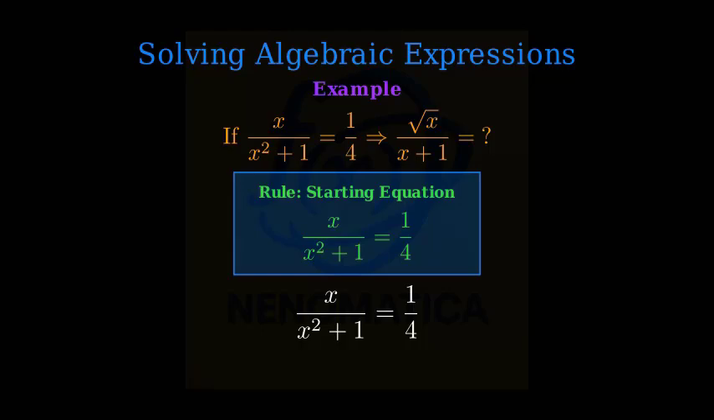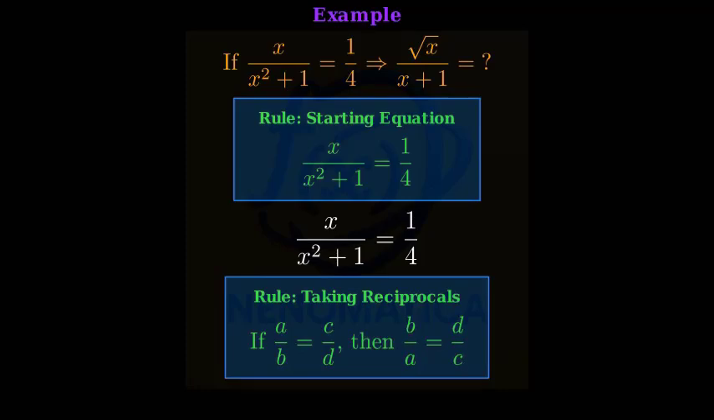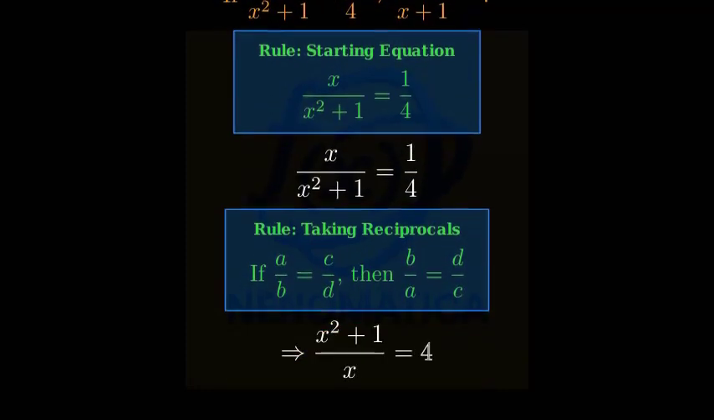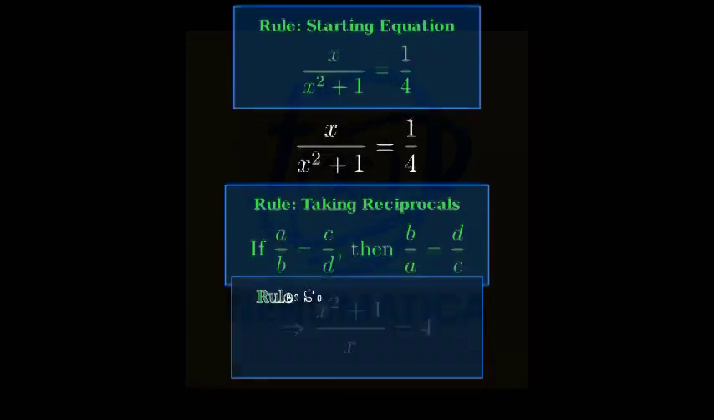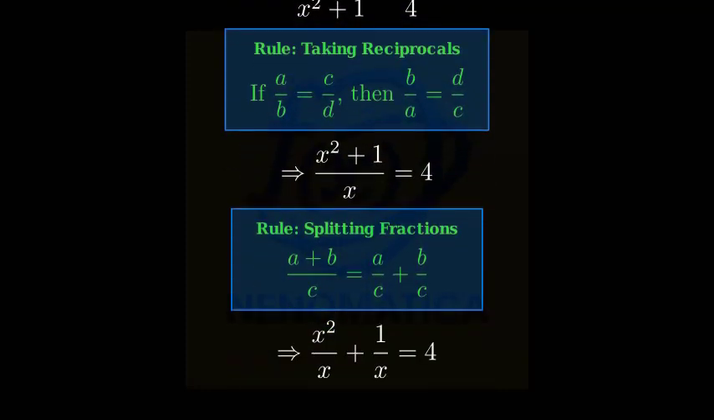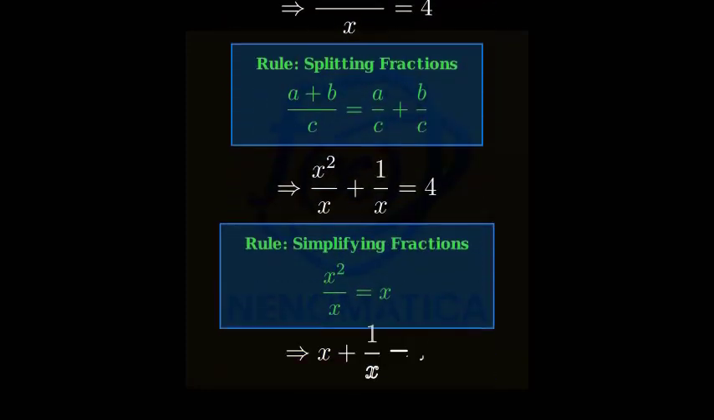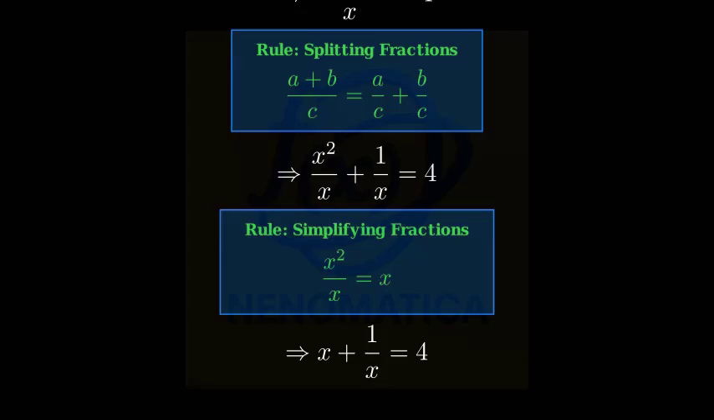To solve this problem, we'll work with the given equation and transform it step by step. Our first move is to take the reciprocal of both sides of the equation. So we get x squared plus 1 over x equals 4. Now, let's manipulate this expression to make it easier to work with. We can split the fraction x squared plus 1 over x into two separate fractions. This gives us x squared over x plus 1 over x equals 4. Now we can simplify x squared over x to just x. So our equation becomes x plus 1 over x equals 4.